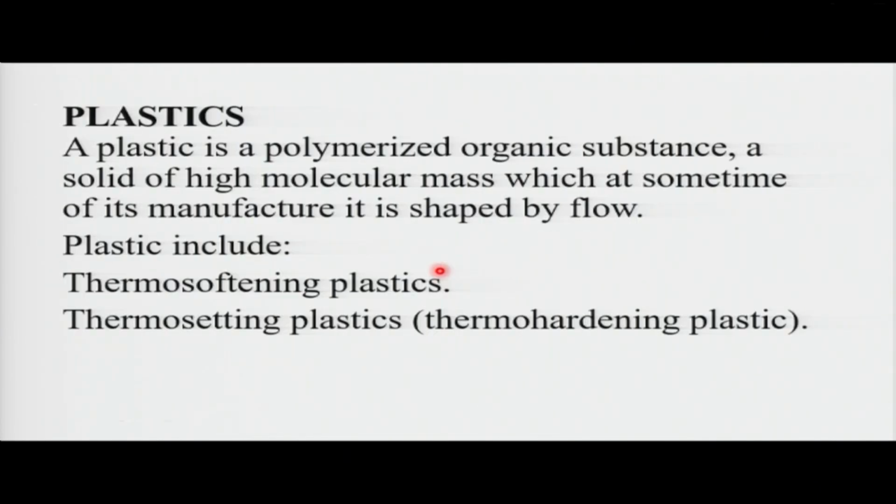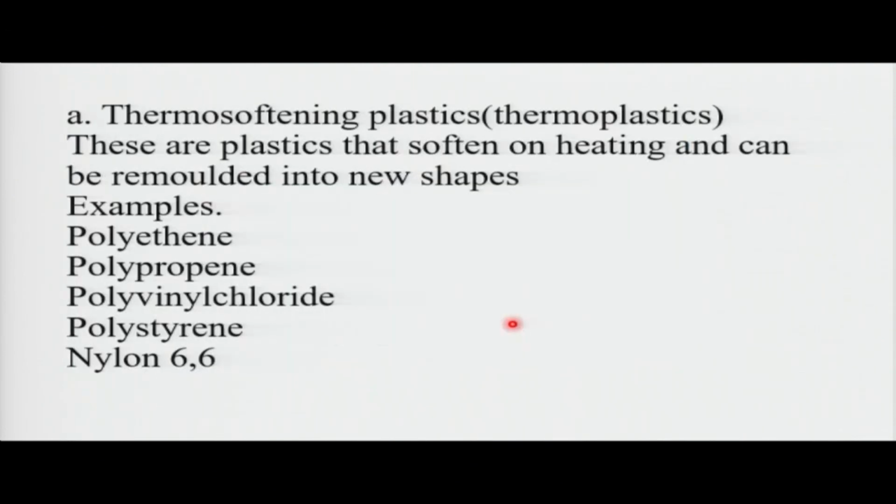Then again, when you talk about their types, we look at the thermal properties. This is why when you are talking about the classification of polymers, we include thermo-softening plastics and thermosetting what? Plastics. Another name for thermosetting plastics is thermohardening what? Plastic.